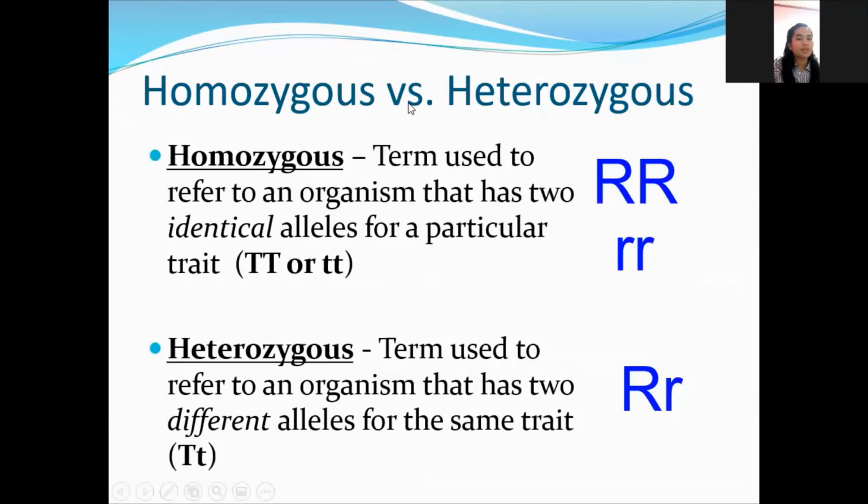Okay. So we also have here the homozygous and then the heterozygous. When we say homozygous, these are the alleles that are identical. So kapag capital letter R silang dalawa, capital letter R, homozygous. Okay, homozygous dominant siya. Okay? When we say capital letter R silang dalawa or kahit anong letter yan, kahit capital letter A, kahit capital letter B, kahit capital letter C, and so on and so forth, as long as they are both capital letter, that is a dominant homozygous.